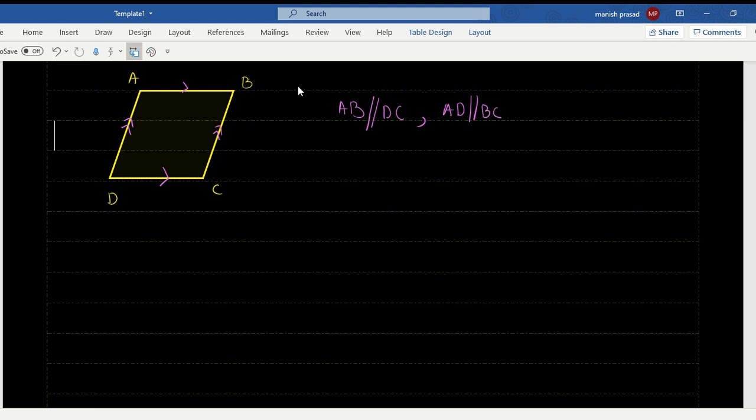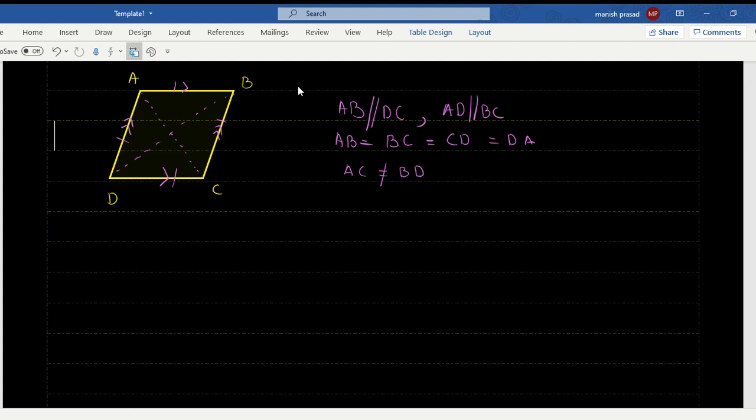BC. Okay. And here, AB is equal to something, is equal to something, is equal to something. What are those somethings? AB is equal to what, is equal to what, is equal to what? AB is equal to? Now, in this case also, the diagonals are not equal. AC will not be equal to BD.